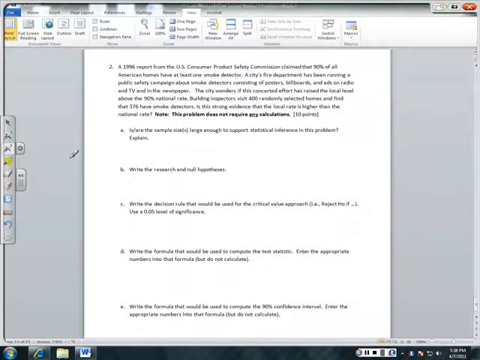So we have a sample of size 400. Of those, 376 have smoke detectors. Can we conclude that the population proportion, this is a qualitative variable, so no means and standard deviation, is higher than the national rate, greater than 0.9. That's the 90% there. And it says is it higher than the national rate.